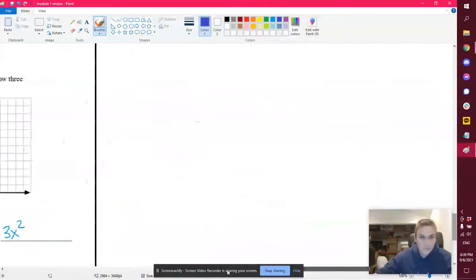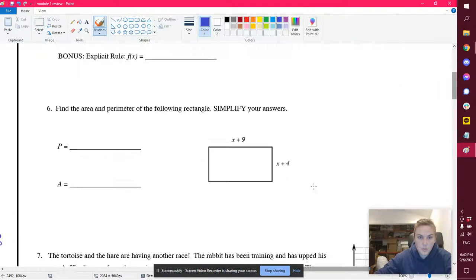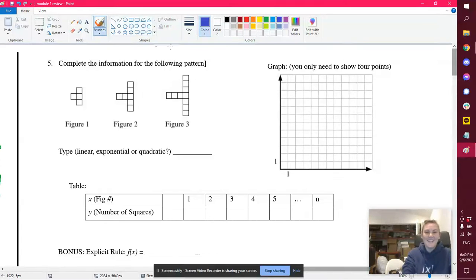Now let's do number 5. Okay, again, let's do 1, 2, 3, 4. We counted this one, 1 through 7. We counted this one, 1 through 10. We wrote 4, 7, and 10 here. We graphed 1 through 10 on each axis.